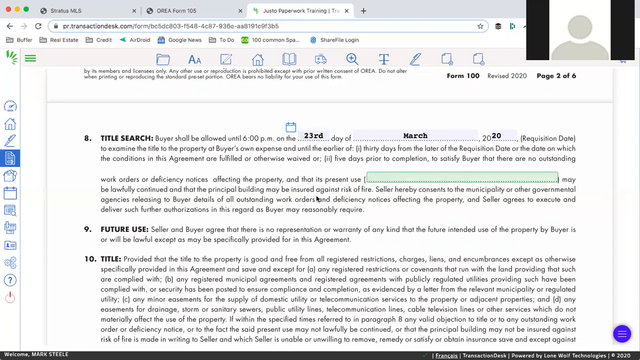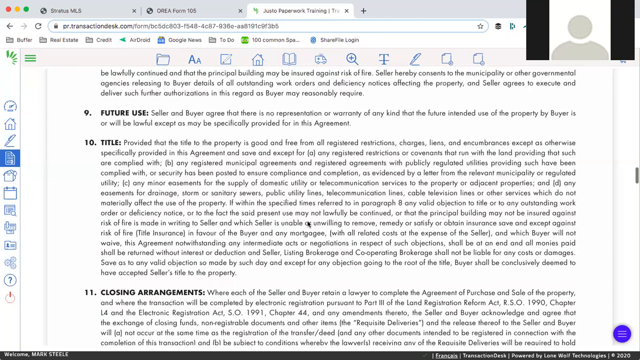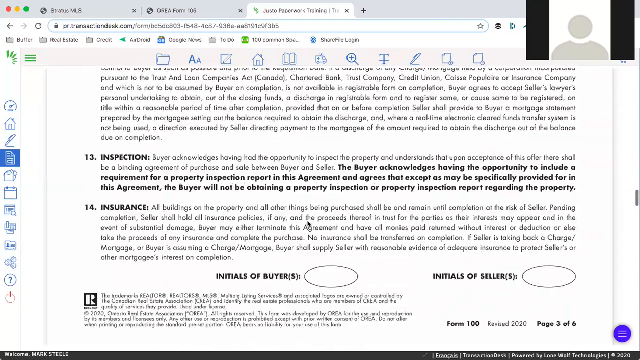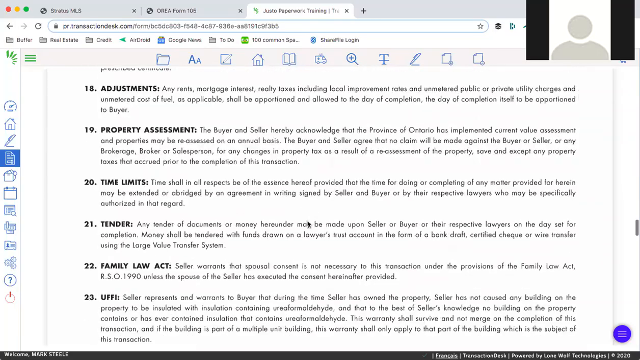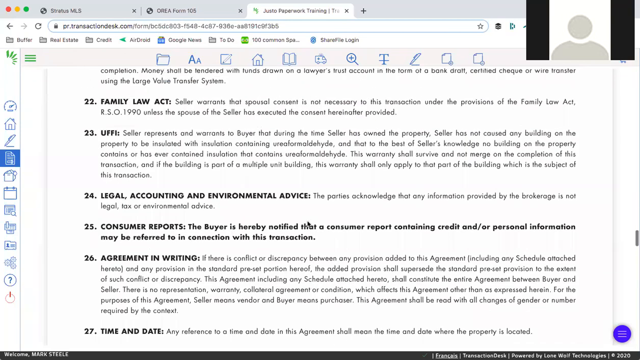In this present use, I often leave it blank by default, but you could put whatever the present use of the property is. So again, if it's a single family home, if it's a duplex, you could put duplex, you could put triplex, whatever the use is, you can put it in there. But again, normally I leave it blank. Okay, scrolling down. Again, all of these things, I sent you the document with the plain English versions, so read through those to see what they mean in very simple language, okay?